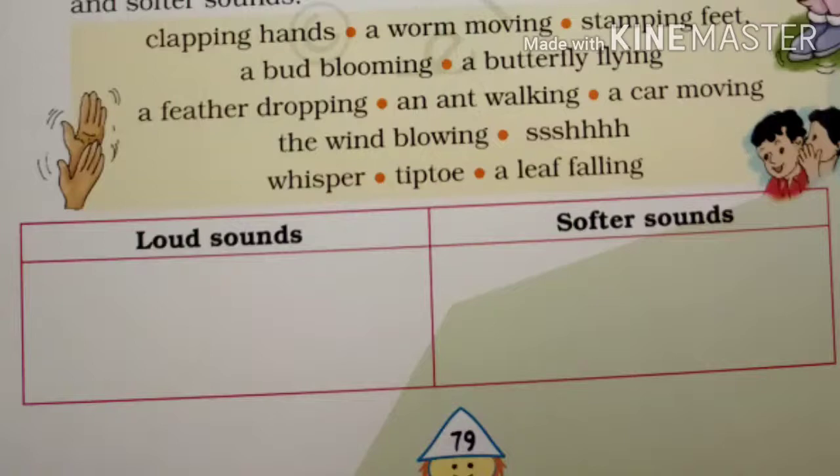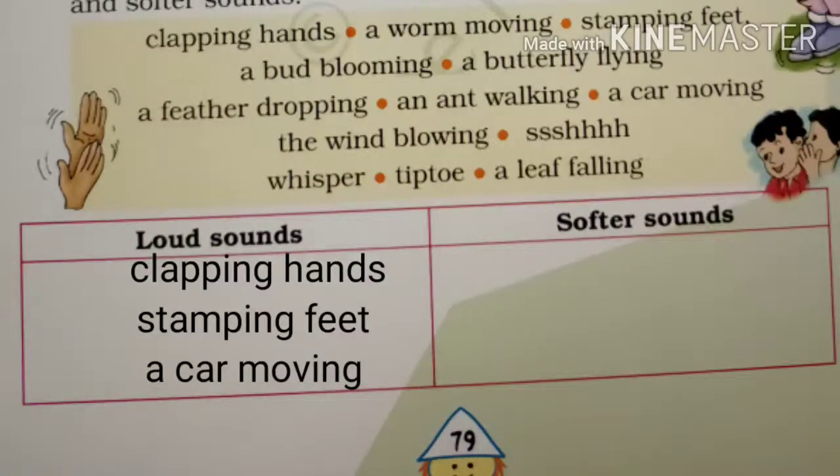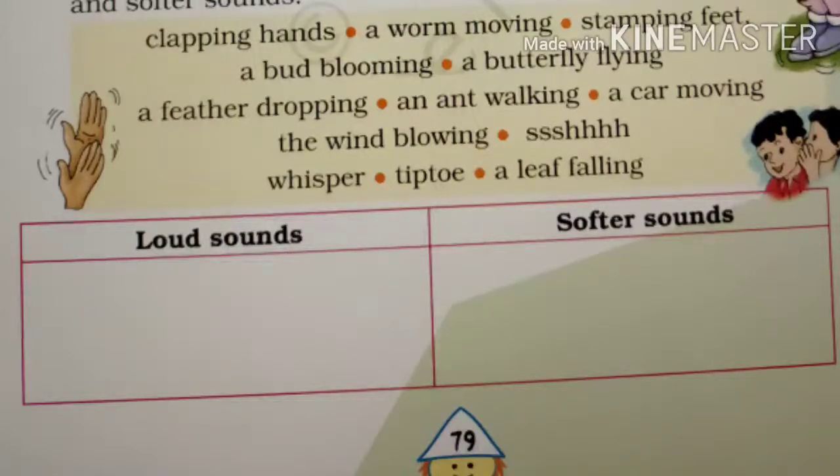So the loud sounds are clapping hands, stamping feet, and a car moving. These three are loud sounds. And the remaining sounds are softer sounds. So once again, I want to repeat the softer sounds: a worm moving, a bud blooming, a butterfly flying, a feather dropping, an ant walking, the wind blowing, shh, whisper, tiptoe, a leaf falling.